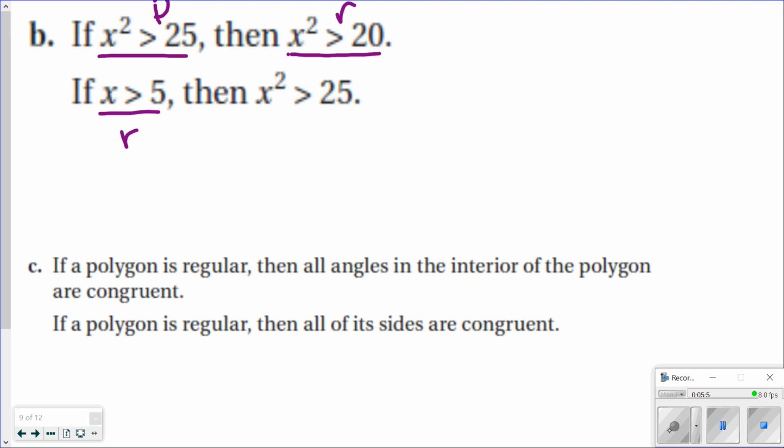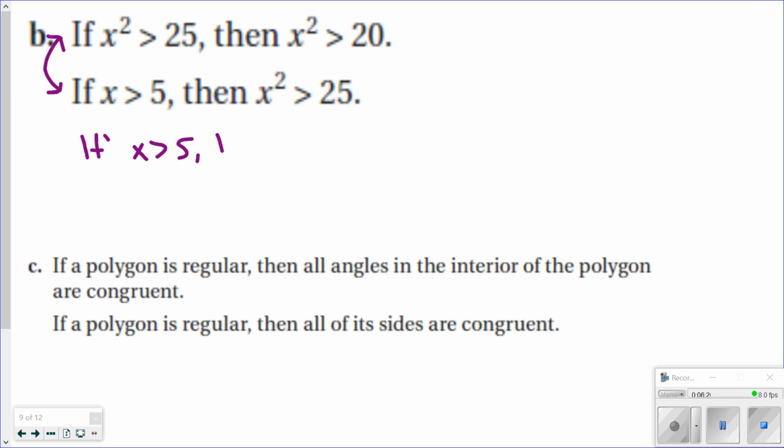So let me erase my work so far. I can't use the law of Syl unless my two R statements match up. So how do you think I could make my R statements match up? Well, the answer is by just flipping these sentences around. So if I were to flip these sentences, let me rewrite this as: if x is greater than 5, then x squared is greater than 25.